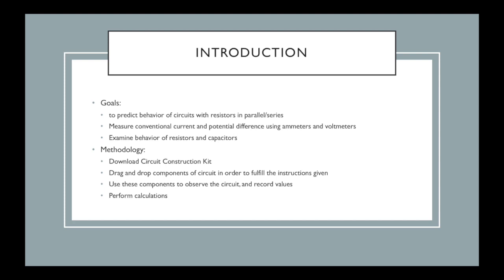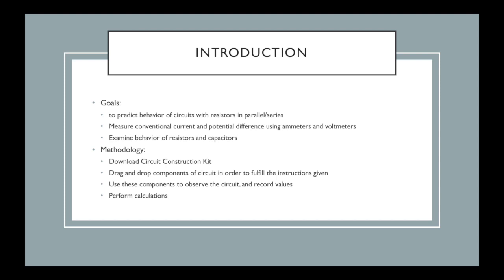The goal of this lab is to predict behavior of circuits with resistors in parallel/series, to measure conventional current and potential difference using ammeters and voltmeters, and to examine the behavior of resistors and capacitors. We will do this by first downloading the circuit construction kit on our laptops. Then, using this software, we'll drag and drop components of circuits in order to fulfill the instructions given.